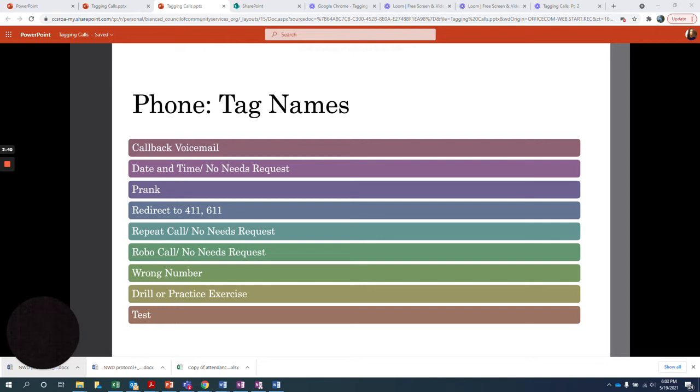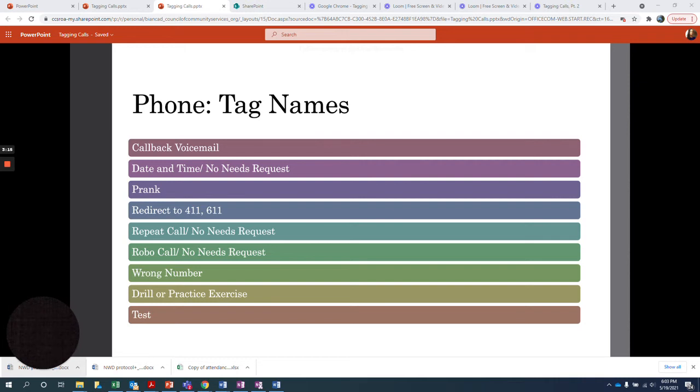There's also date and time, no needs request. That is if the caller calls in and they're asking for the date and time, just go ahead and give them the date and time. There's no need to cause any trouble, and then just go ahead and tag the call. Also, sometimes people just call in, they want to talk, and there's no need. Just wrap it up and then just go ahead and tag the call.